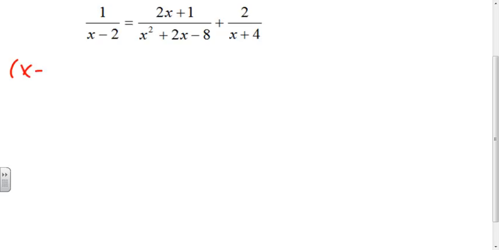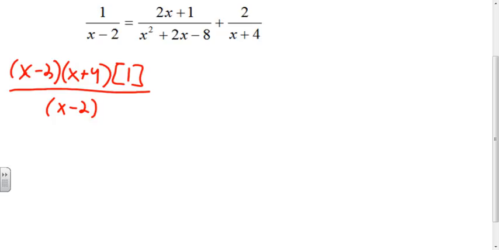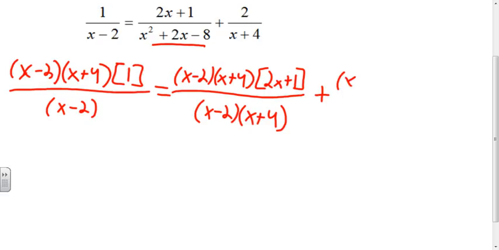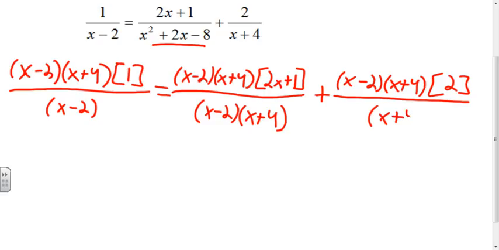So we get x minus 2, x plus 4 times 1 over x minus 2. That's our left side of the equation. The right side of the equation has, again, the x minus 2, x plus 4 times the amount 2x plus 1 all over, I'm going to write this in our factored form, x minus 2, x plus 4. And the last fraction here, x minus 2, x plus 4 times the original piece was 2, the numerator, and our x plus 4.